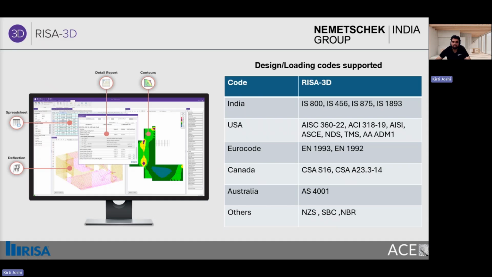So moving forward, you can see it supports multiple design and loading codes that can be used across the world. For Indian projects, it supports IS 800 for steel and IS 456 for concrete, along with IS 875 and IS 1893 for wind and seismic. For US projects, it supports, as you can see, AISC for the steel code and ACI for concrete. It also supports NDS for timber and AISI for cold-formed steel design, and other civil design standards. Similarly, you can get the Eurocode, Canadian code, and other international standards.